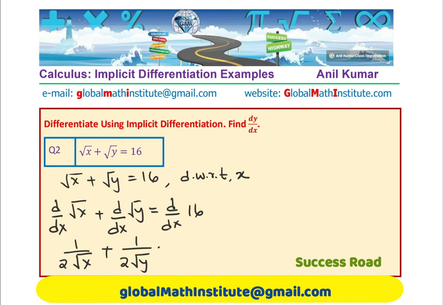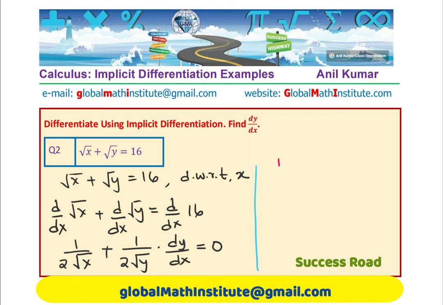However, we still have to differentiate y with respect to x, so we write this as dy/dx. The right hand side is a constant, and therefore we get 0. Do you see that? Very similar to the last question. And so now we'll have to isolate dy/dx.